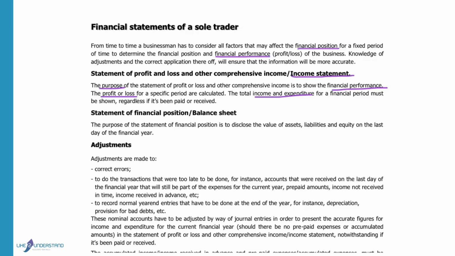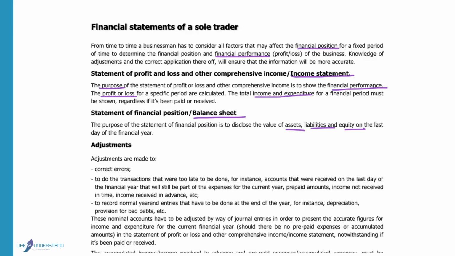The statement of financial position, or your balance sheet, will disclose the value of all your assets, liabilities, and equity on the last day of the financial year. That means we show the financial position between assets on the one side and liabilities and equity on the other side. Adjustments are made at the end of the year.